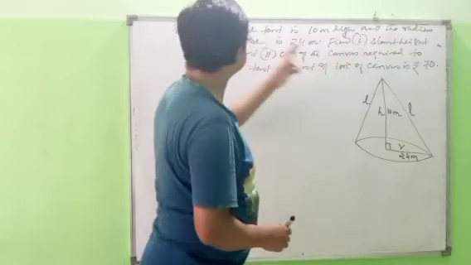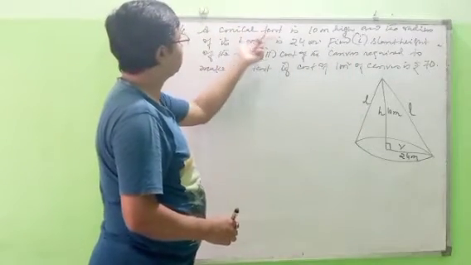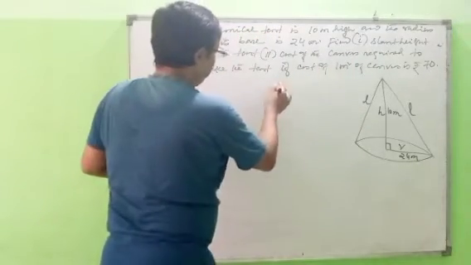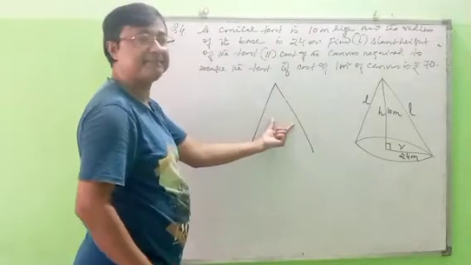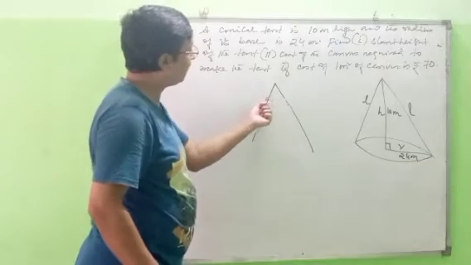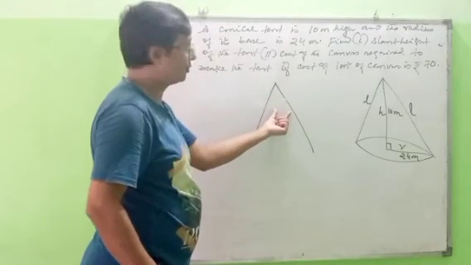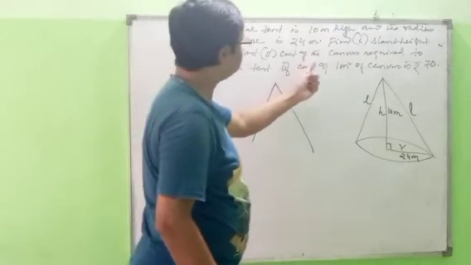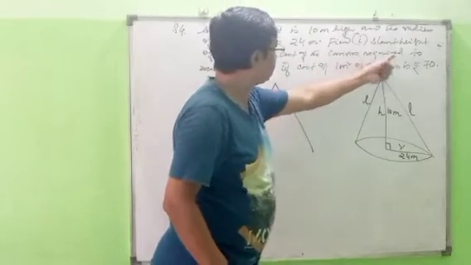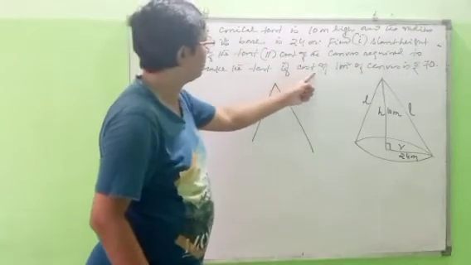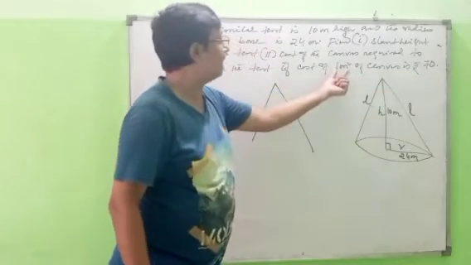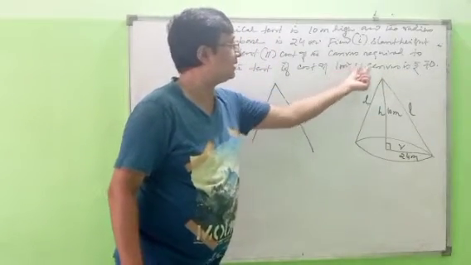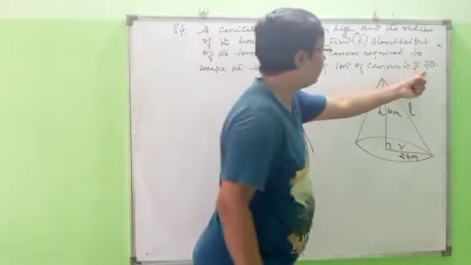Since they have made a conical tent, this is the only conical tent, this part. This part is called the curved surface area. This part they have made with the canvas cloth. So you have to find the cost of the canvas required to make the conical tent, with the cost of 1 square meter of canvas being ₹70. That means every 1 square meter of the canvas cloth will cost 70 rupees.